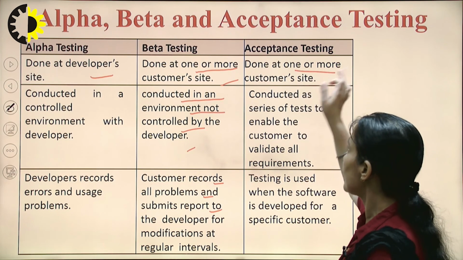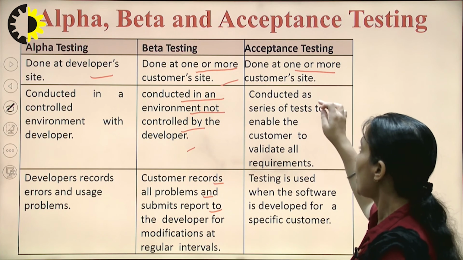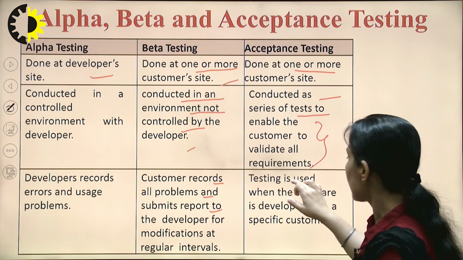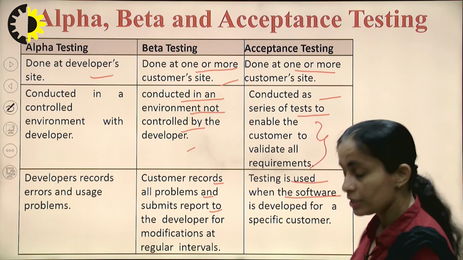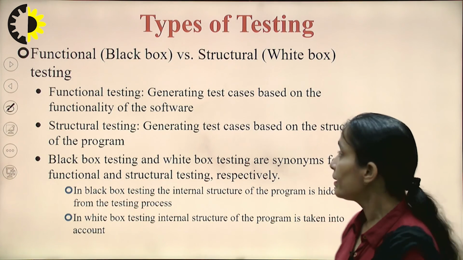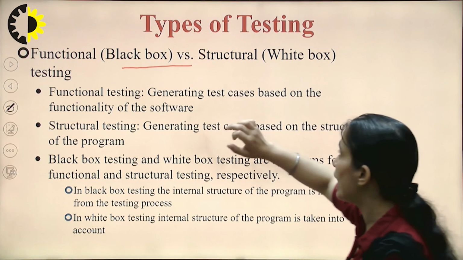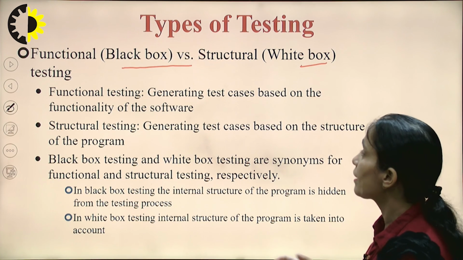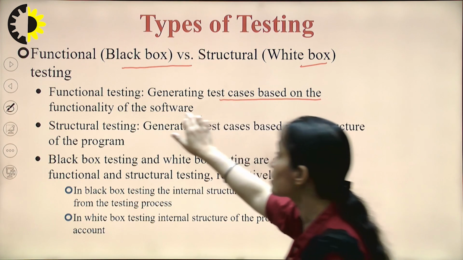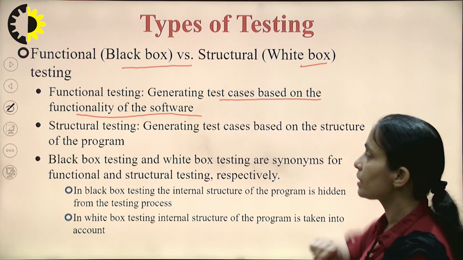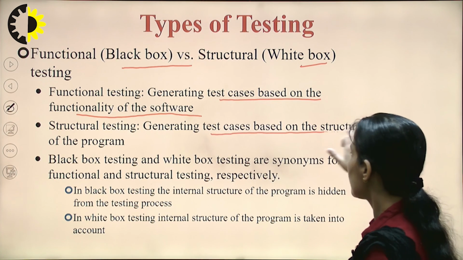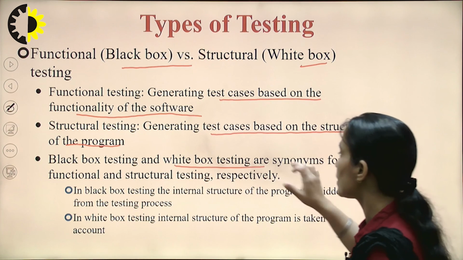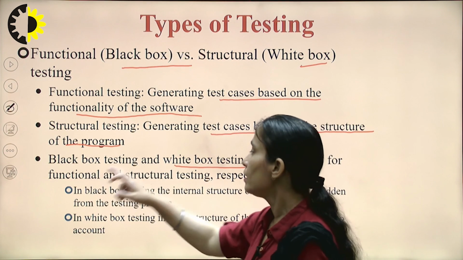Then acceptance testing is done at one or more customer sites, and it is conducted as a series of tests to enable the customer to validate all the requirements. This testing is used when the software is developed for a specific customer. Then comes functional testing, also known as black box, versus structural testing, known as white box. Functional testing means generating the test cases based on the functionality of the software. And structural testing means generating the test cases based on the structure of my program. So, black box testing and white box testing are synonyms for functional and structural testing.